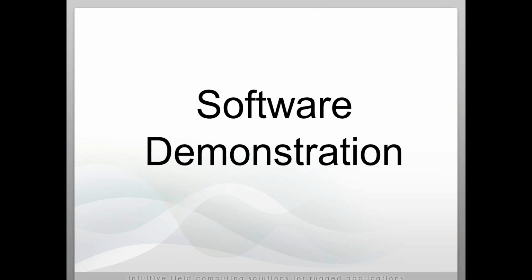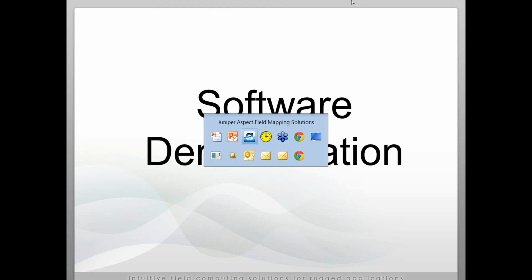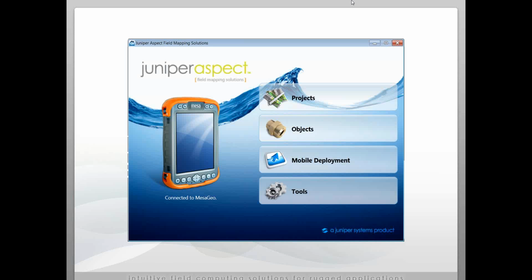And let's get started with the software demonstration. So, in going over this training, I kind of want to describe this as if I were doing a job in the field. This is kind of the process that I would take in getting everything set up. So the first thing to do is open up Juniper Aspect. And so if you have Juniper Aspect downloaded, this is what it looks like on your screen.